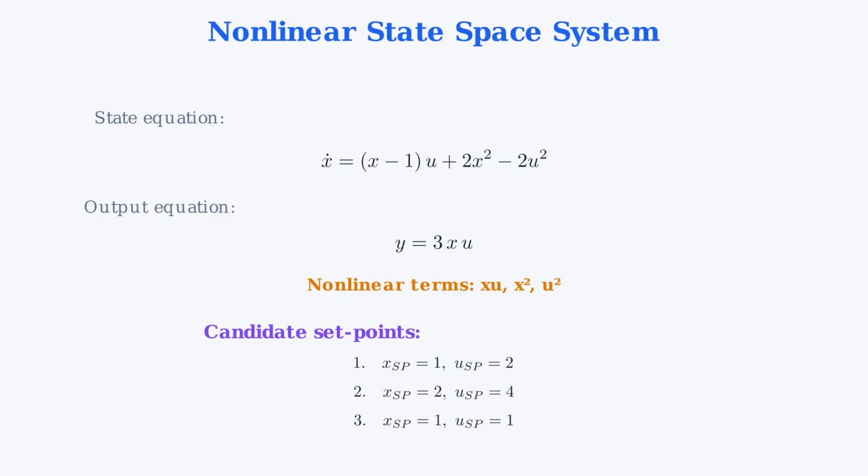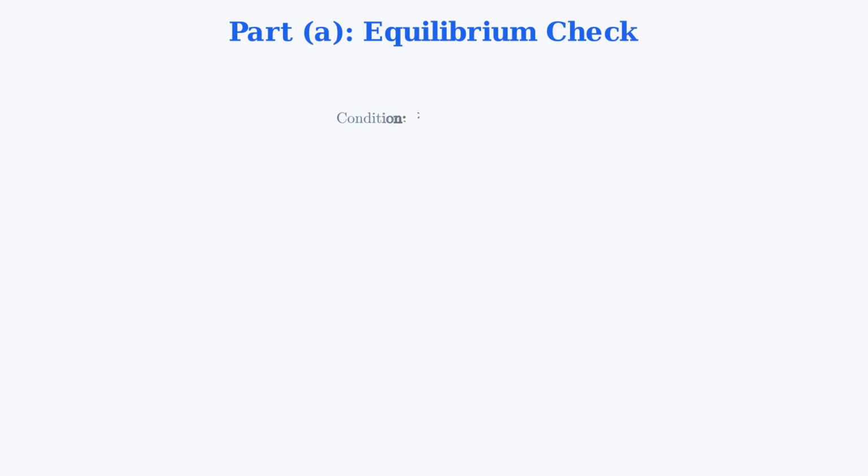We are given 3 candidate set points and need to determine which ones are suitable for linearization. For a set point to be valid, the system must be in equilibrium, meaning x dot equals 0. Let us check each candidate. Candidate 1. X equals 1 and u equals 2.